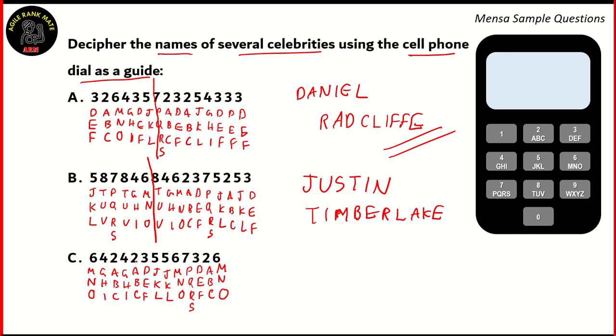So we have 6, 4. These are the first 2 digits. So MG, NG, OG wouldn't work. MH, NH, OH might work. Then you have MI, NI, or OI. So MI, NI, OH, these are the potential starting points.